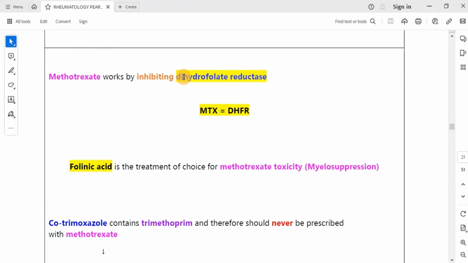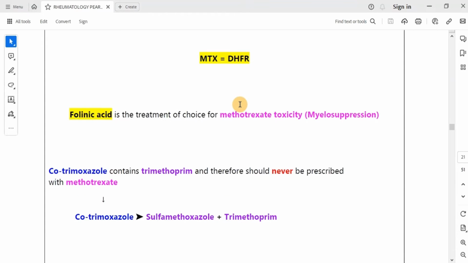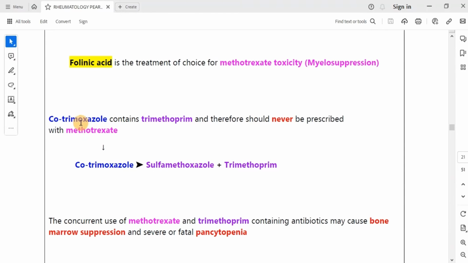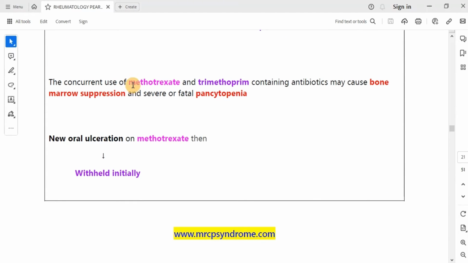Methotrexate works by inhibiting dihydrofolate reductase, so MTX is equal to DHFR. Folinic acid is the treatment of choice for methotrexate toxicity or methotrexate-induced myelosuppression. Co-trimoxazole contains trimethoprim and should never be prescribed with MTX. So co-trimoxazole contains sulfamethoxazole and trimethoprim, and we should always avoid the combination of co-trimoxazole with methotrexate. The concurrent use of MTX and a trimethoprim-containing antibiotic may cause bone marrow suppression and severe or fatal pancytopenia.